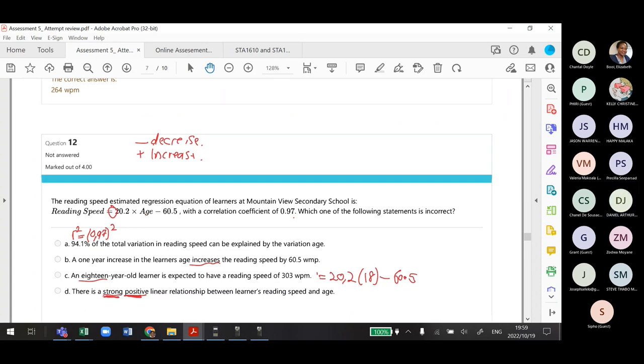It's B. Incorrect. Did you calculate all of them? C is correct. D is correct. I did not calculate R squared. A is also correct. A is correct. Therefore, it's got to be B, right?